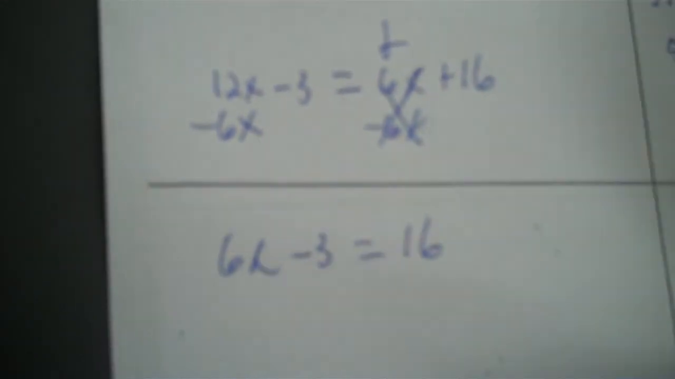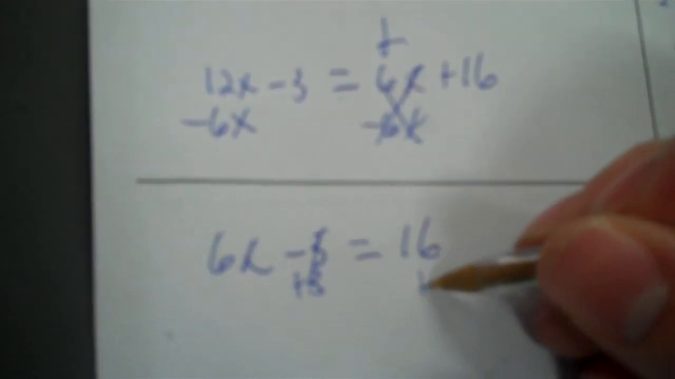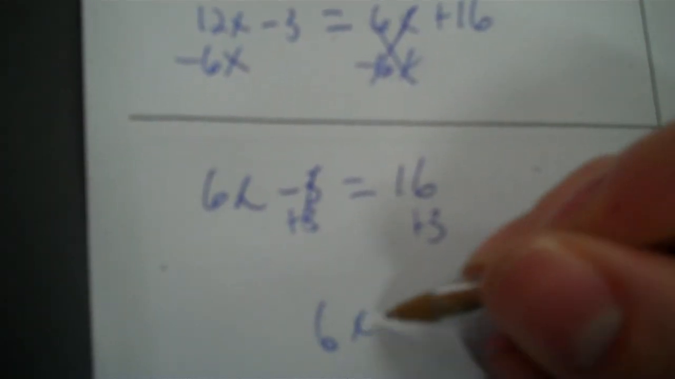Take out your 6x. That's 6x minus 3 equals 16. Then I plus 3 plus 3. I'm at 19. Divided by 6. You can leave that as 19/6 because it's not a whole number.